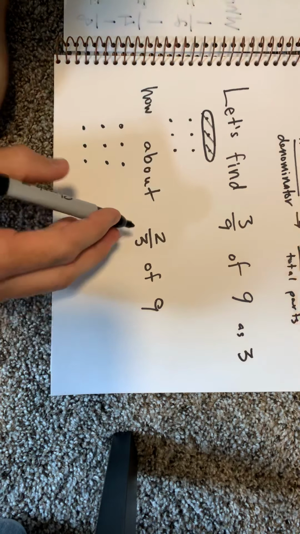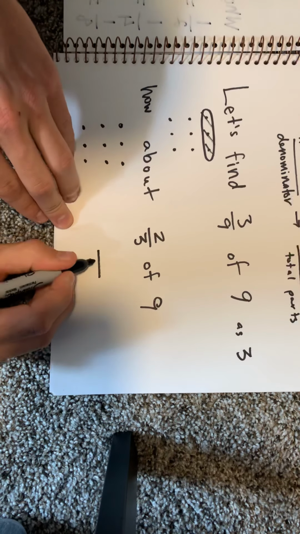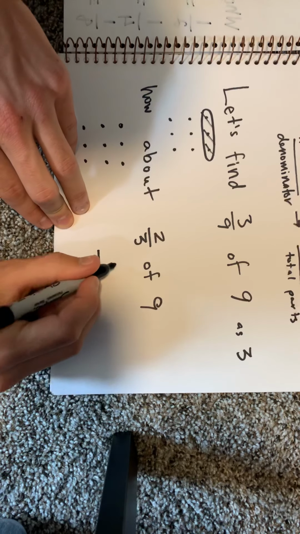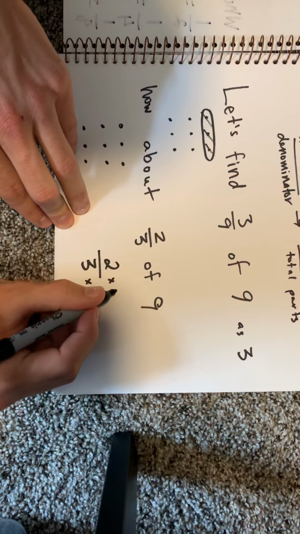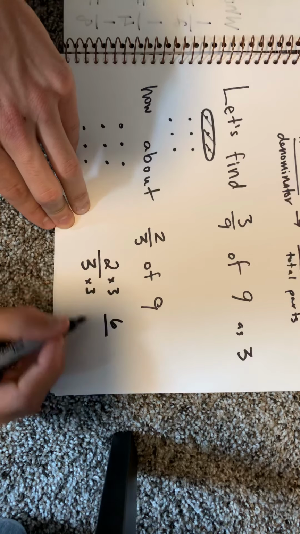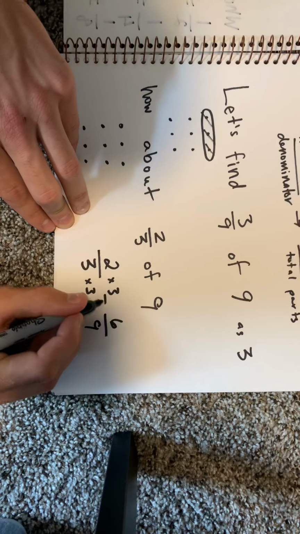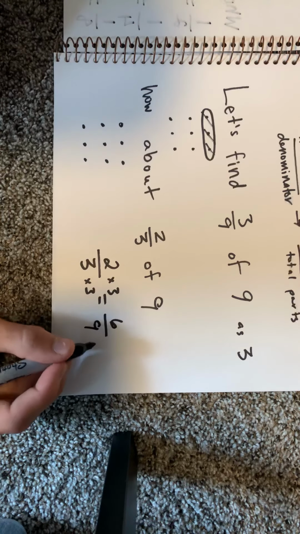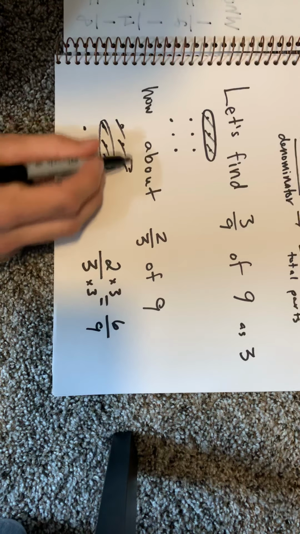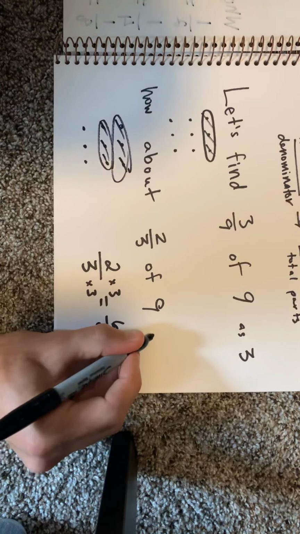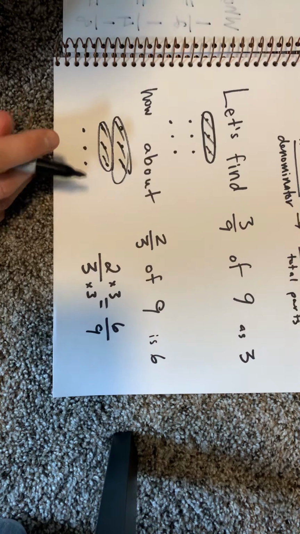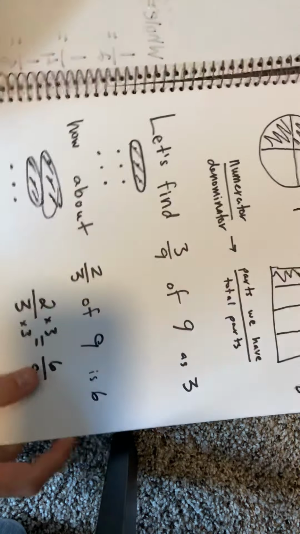And remember, key rule here, whatever we do to the bottom, we have to do to the top. So I'm going to times that by 3, and whatever we do to the bottom, we have to do to the top. 2 times 3 is 6. 3 times 3 is 9. So I know 2/3 is the same as 6/9, and we can do that easy. 1, 2, 3, 4, 5, 6. That's 2 rows. 2/3 of 9 is 6. 6/9 right there.